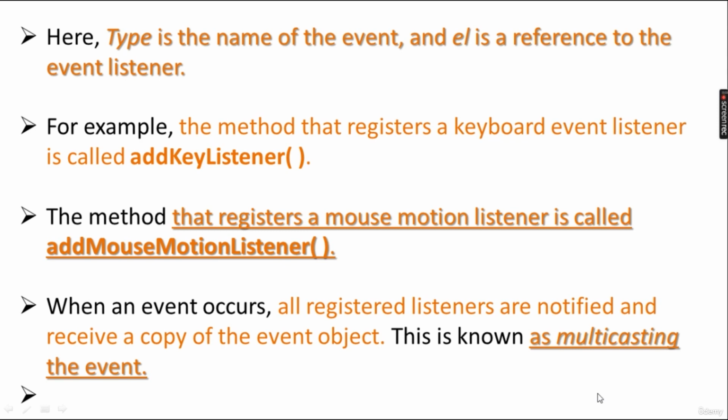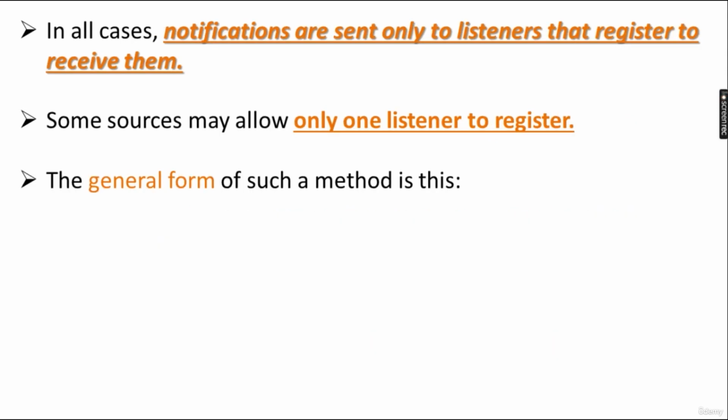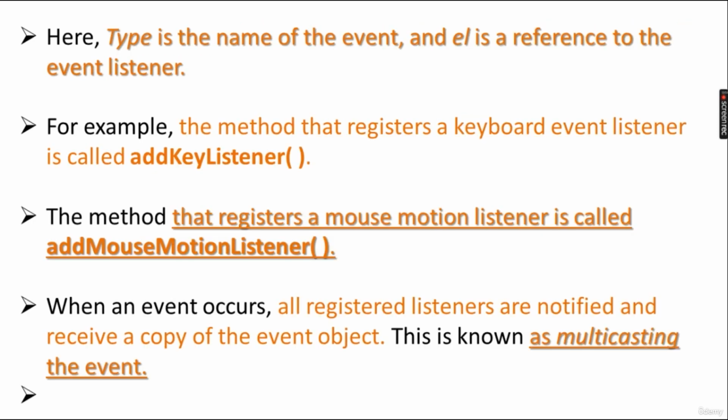When an event occurs, all registered listeners are notified and receive a copy of the event object. This is known as multicasting the event. In all cases, notifications are sent only to listeners that registered to receive the event, those that are interested. Some sources may allow only one listener to register.